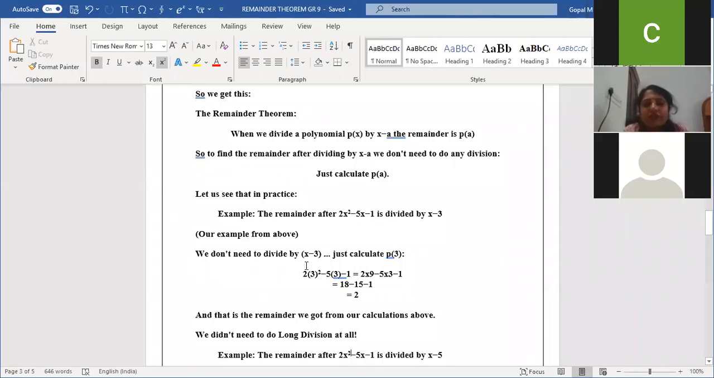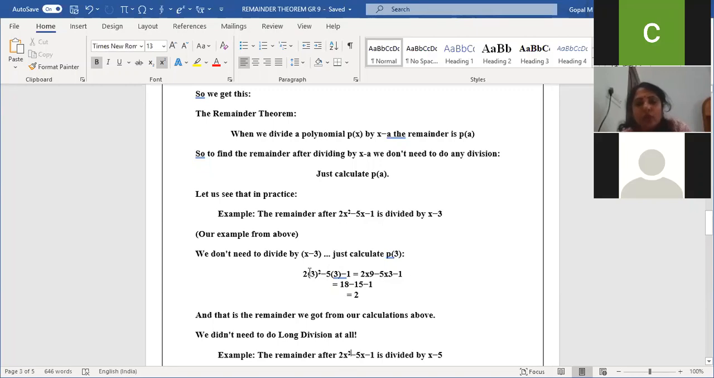We don't need to divide from x minus 3. Just calculate P of 3, because the zero of x minus 3 is 3. So just apply the value 3 everywhere. Am I clear to everyone? Yes, ma'am. Okay, that 3 value, apply in the equation wherever you are finding x.